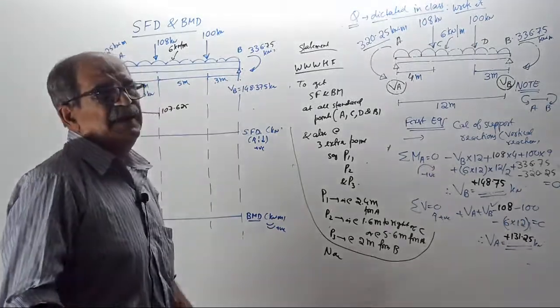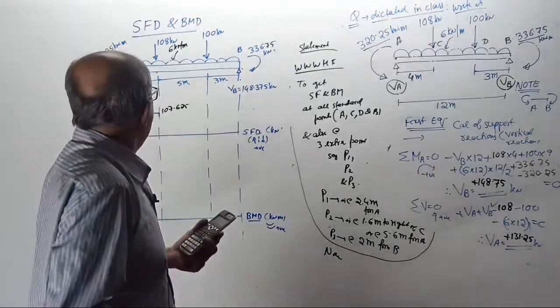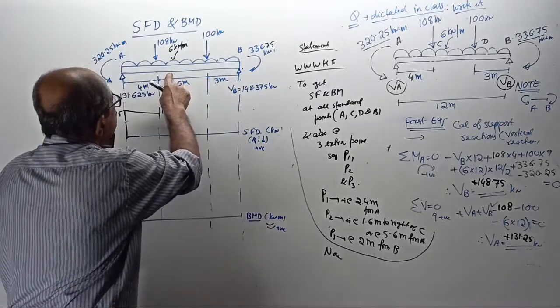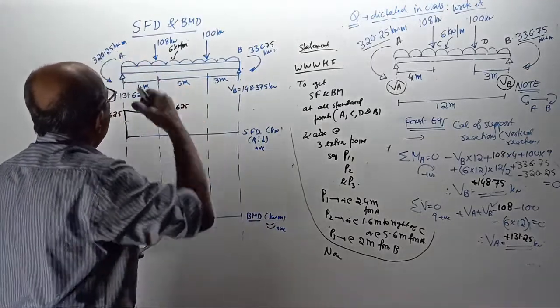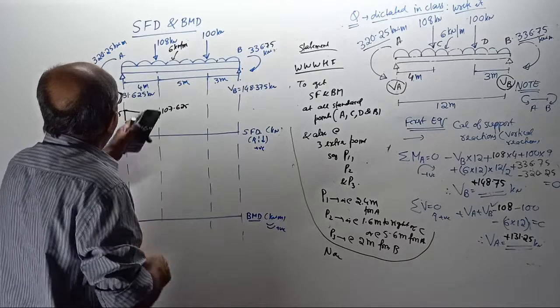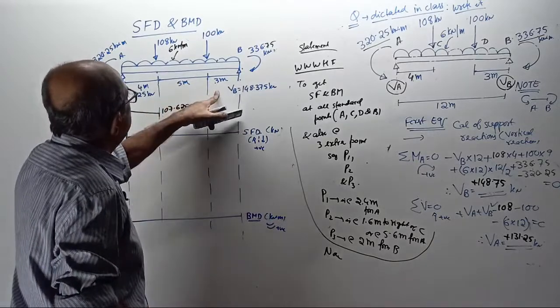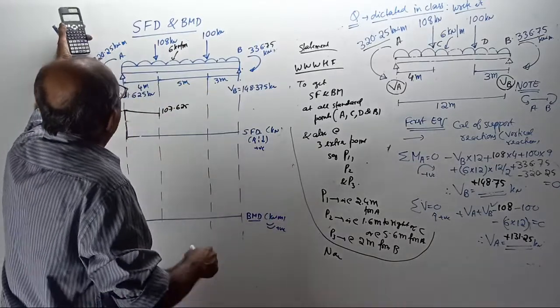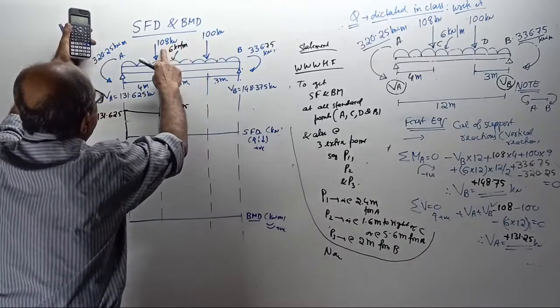Okay, I will explain separately. See, I should have taken care. I thought it will cross the baseline somewhere here. Now, actually, I don't know why it happened. 4 plus 5, 9. 9 plus 3, 12. 12 meter UDL, 100, 108.